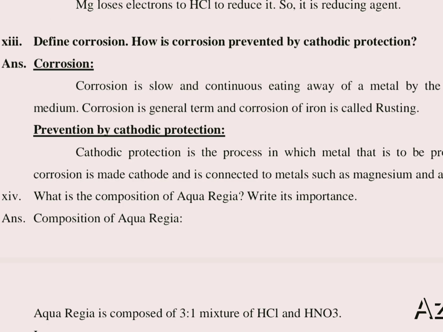Okay, the next question is: define corrosion and how is corrosion prevented by cathodic protection. First of all, what you know about corrosion is that it is wear and tear of your metals by the surrounding medium, especially oxygen and water. Rusting is a very major example of corrosion, or you can say corrosion is a more general term.